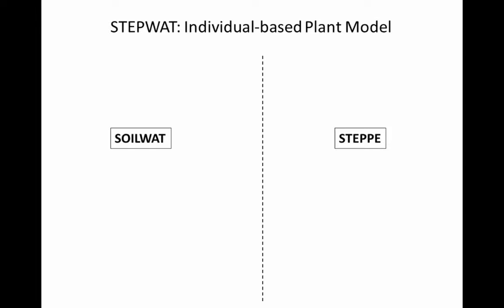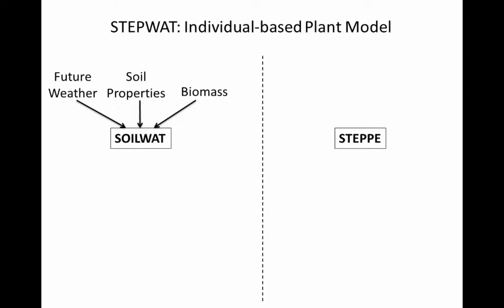So to do this, we are using what we call STEPWAT, and this is a coupled simulation modeling approach that links SOILWAT, which you've already heard a lot about, and STEP, which is an individual-based annual plant model where plants establish, grow, and die. To walk you through the model and remind you, the inputs to SOILWAT are weather, and that can either be current or future weather, soil properties for multiple soil layers, and some vegetation parameters, including biomass.